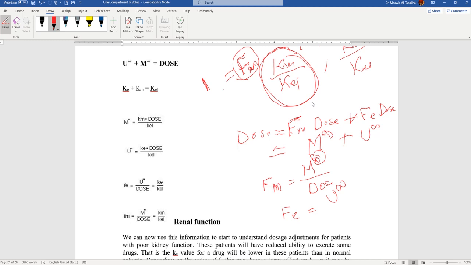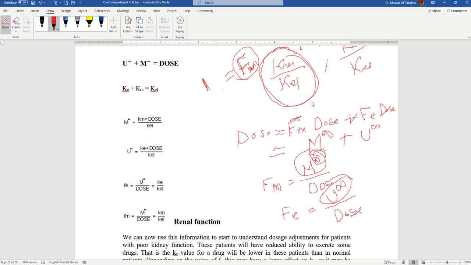Because you remember that the drug will be eliminated after a very, very long time. That's why we call it infinity. So F excreted is equal to U infinity divided by dose. Don't forget the dose. What is the dose? The dose is equal to M infinity plus U infinity, because eventually the dose that I inject will be removed from the body. Okay? So what we talked about is different ways to express what happens to the dose that I inject.